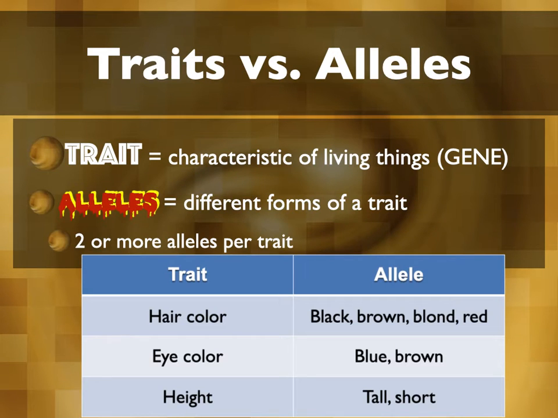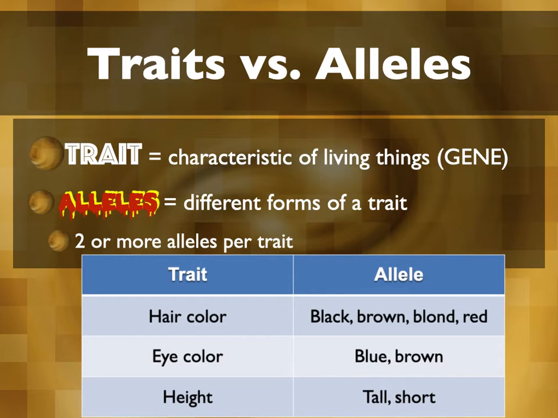You need to understand the difference between traits and alleles. Mendel was working long before there was an understanding of what chromosomes were, what DNA was, what genes do, and how all this works. So he used the term trait. A trait is a characteristic of a living thing, or you can substitute in gene as far as I am concerned in my class. And of those genes, you can have different forms of that gene, and he called those alleles. And you might have 2 or more alleles per trait.